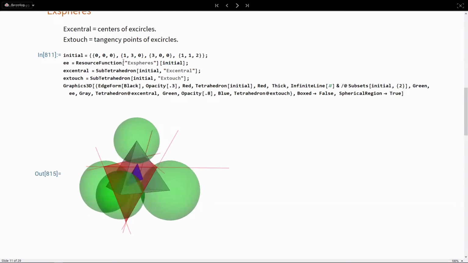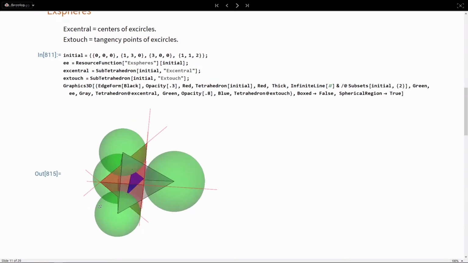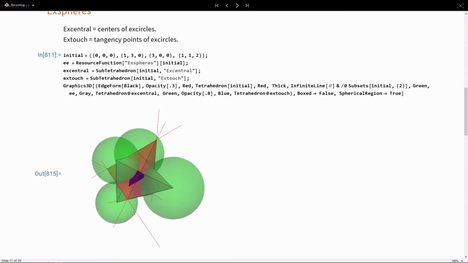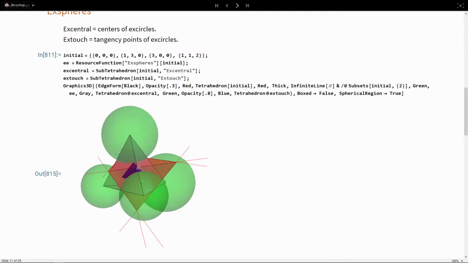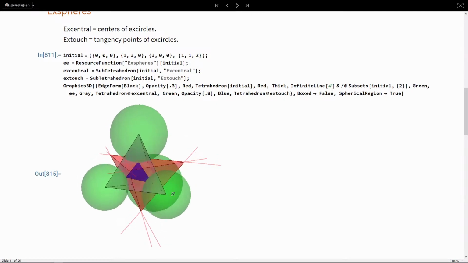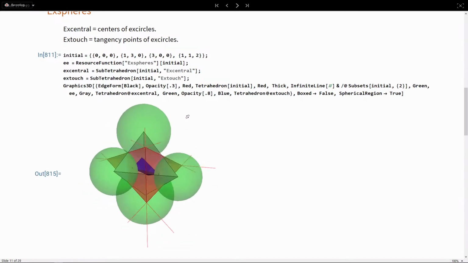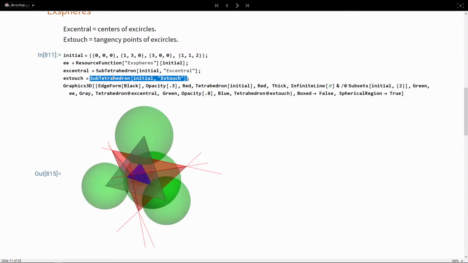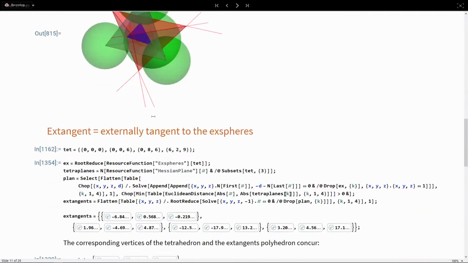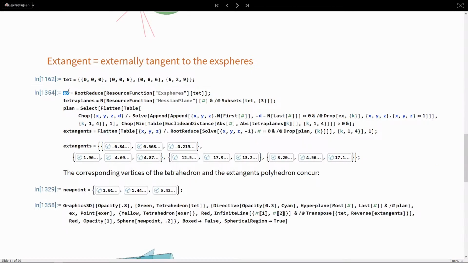Here we have the exspheres function generating the 4 exspheres of the tetrahedron in red, and in gray is the excentral tetrahedron, and in blue is the extouch tetrahedron. And these are all part of the subroutine function on the Wolfram Function Repository. One I wasn't able to get quite working yet because the code is hacky.